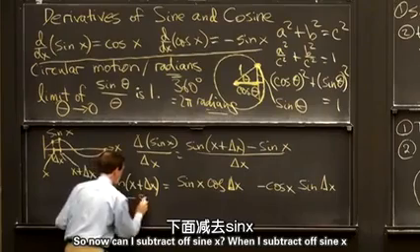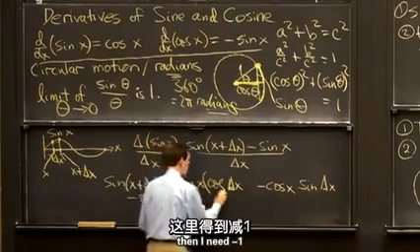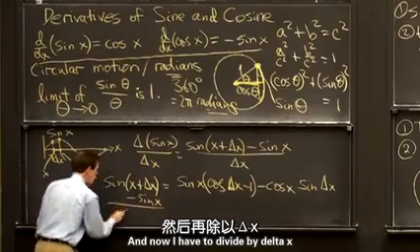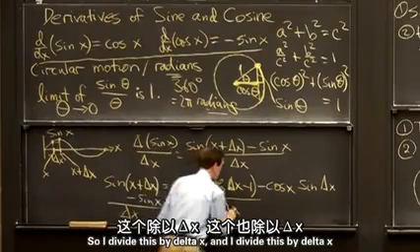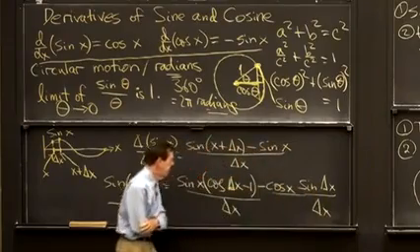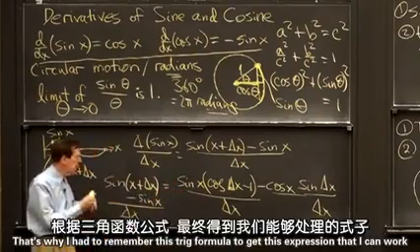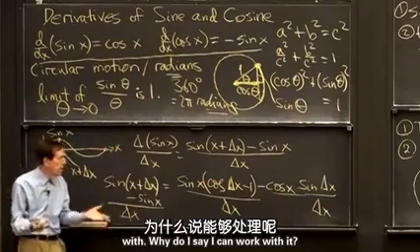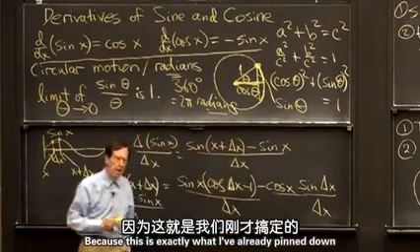So now can I subtract off sine x? When I subtract off sine x, then I need a minus 1. And now I have to divide by delta x. So I divide this by delta x, and I divide this by delta x. This is an expression I can work with. That's why I had to remember this trig formula to get this expression that I can work with. Why do I say I can work with it? Because this is exactly what I've already pinned down.